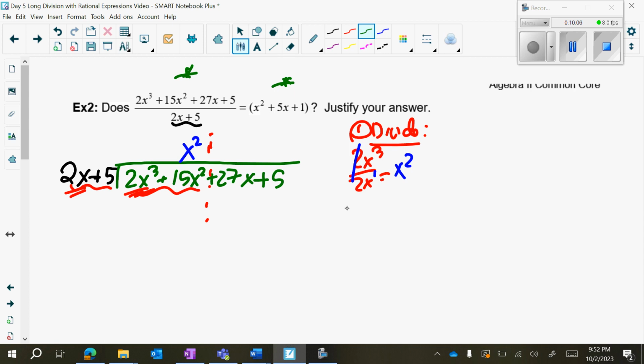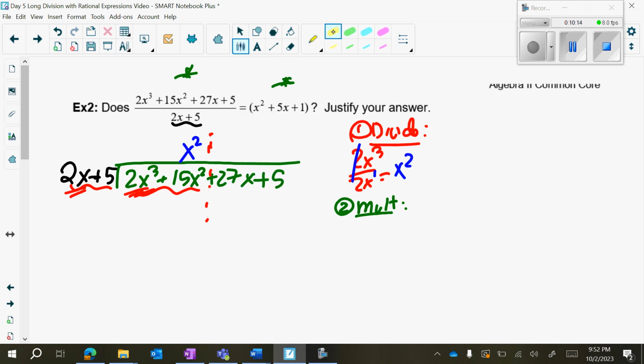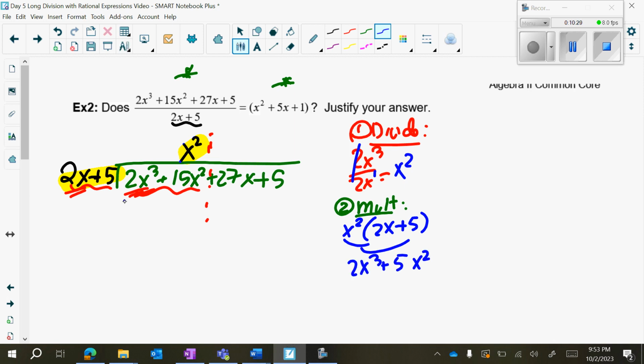Next step, multiply. Remember, it's divide, multiply, subtract, bring it down. Multiply this by this. So we have x squared times 2x plus 5, and distribute. 2x cubed plus 5x squared. That goes here.